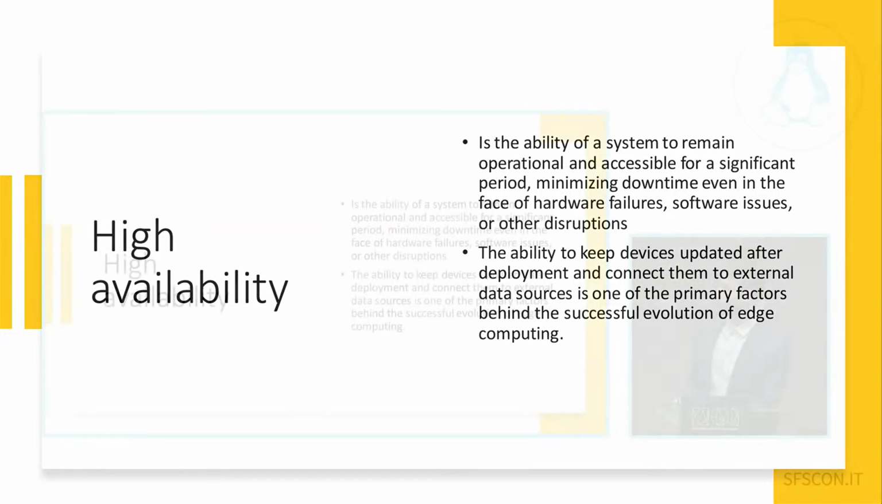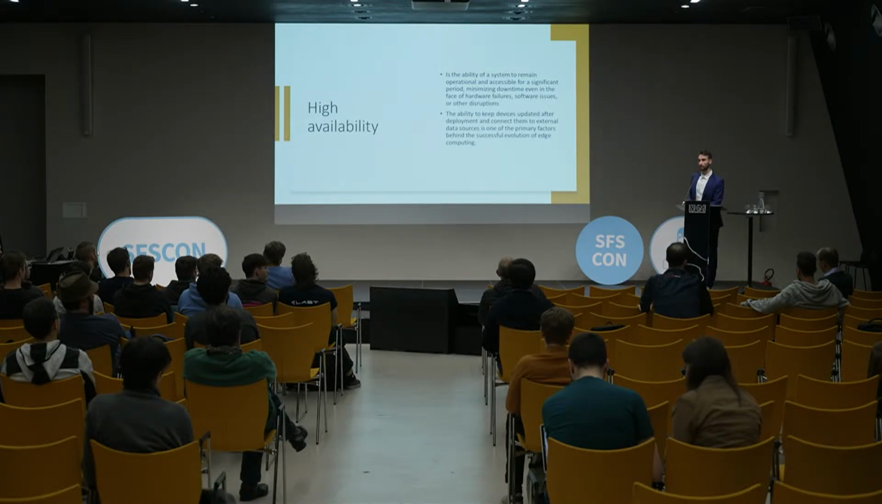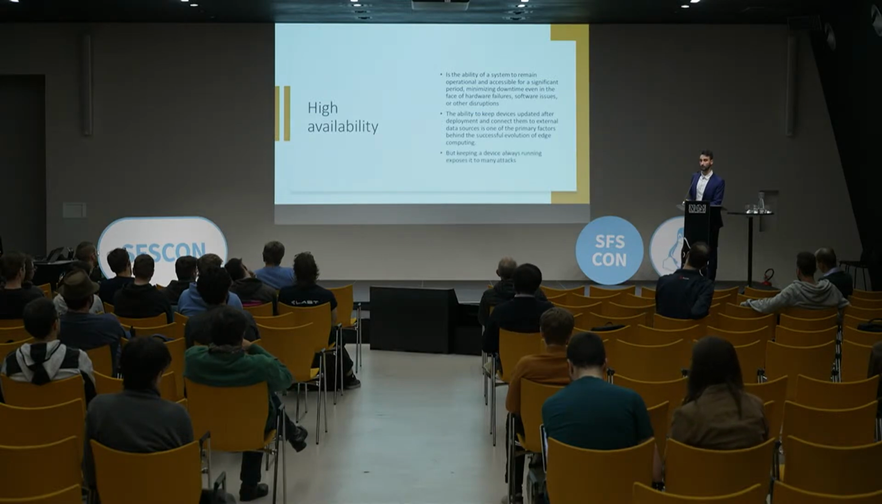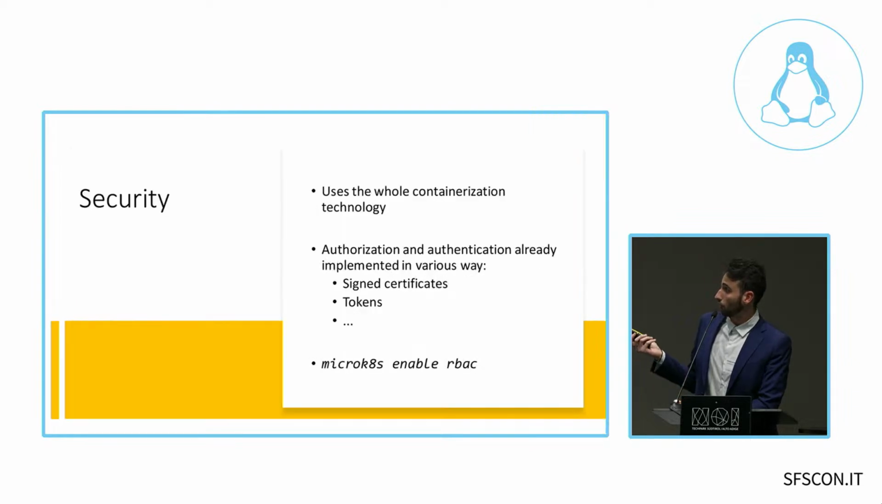Another important aspect of high availability is that a service needs to share data constantly with servers and other devices. But keeping a device constantly connected to the network exposes it to lots of attacks. So Kubernetes automatically offers us some security features, apart from the whole containerization technology that almost everyone uses nowadays.